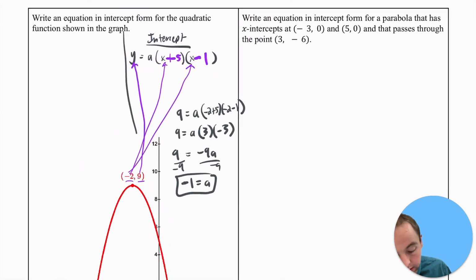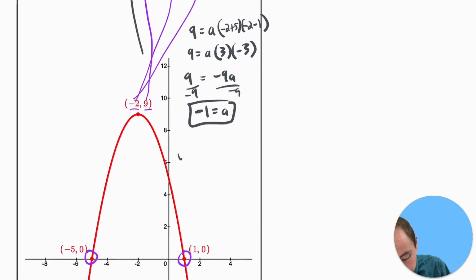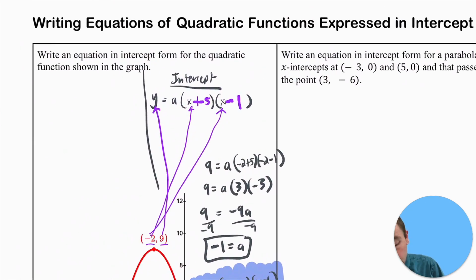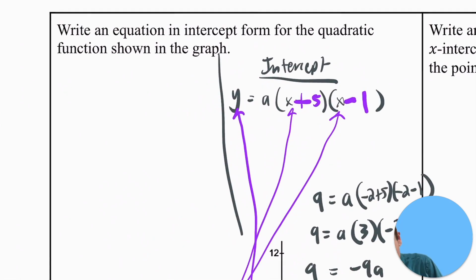So therefore, we can get your equation in intercept form. Basically, y is going to equal negative 1 times the quantity x plus 5, times the quantity x minus 1. And that gives you the equation there in intercept form. Now, I also want to show this to you in another way, in that we can also do this in vertex form.